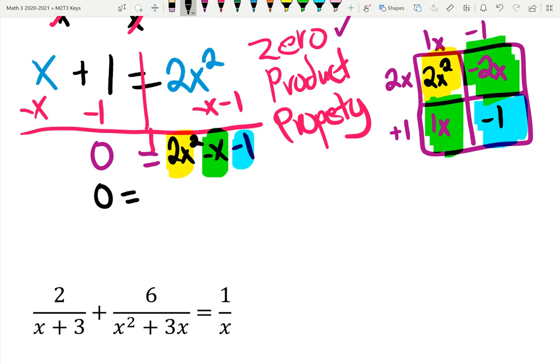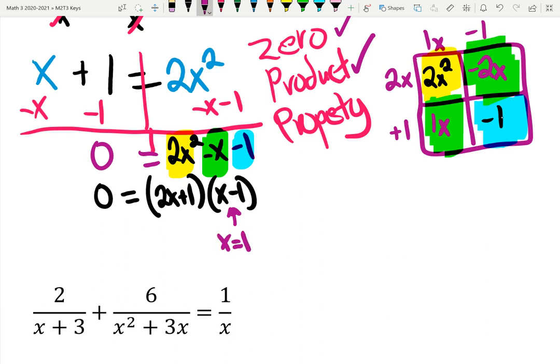0 is going to be equal to 2x plus 1 times x minus 1. I wrote it out as a product. The last part is the property, and it's essentially asking you, when do both of these numbers equal 0? Some of you are able to see immediately that the number that will cause this to be 0 is x equals 1, but some of you might be unsure over here.